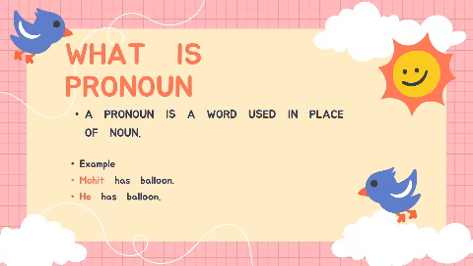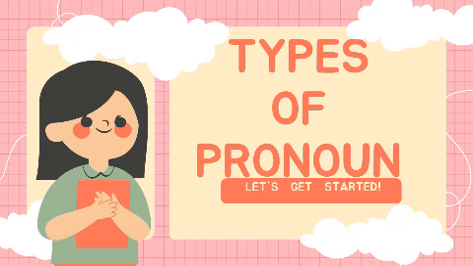So I'll give you an example. Like here, Mohit has a balloon. Mohit is the name of a person, which is also a noun. If I want to replace Mohit, what could I use? I could use he. He is a pronoun which is used in place of Mohit. Alright, so we have different types of pronouns also.